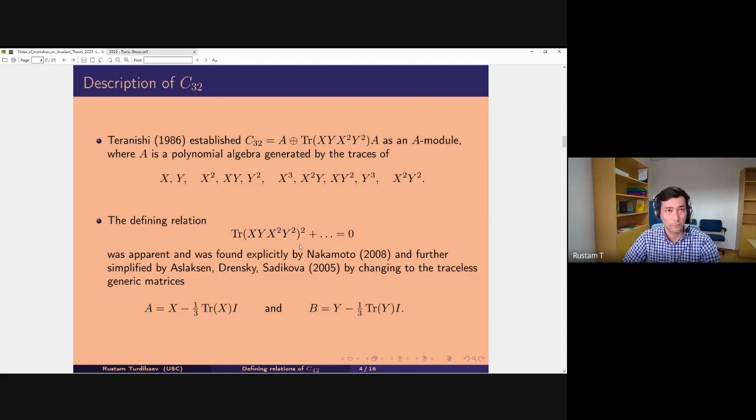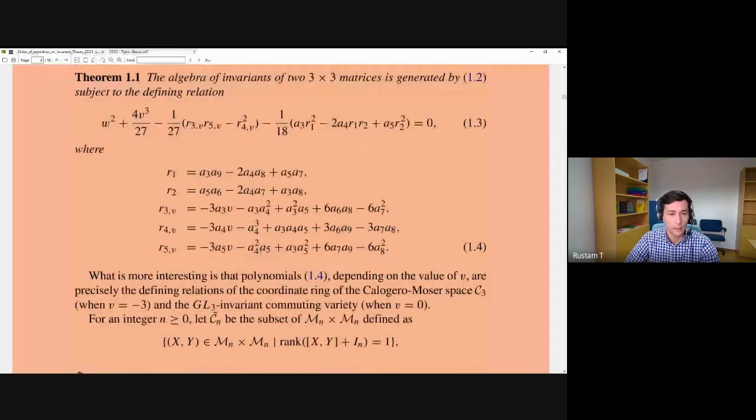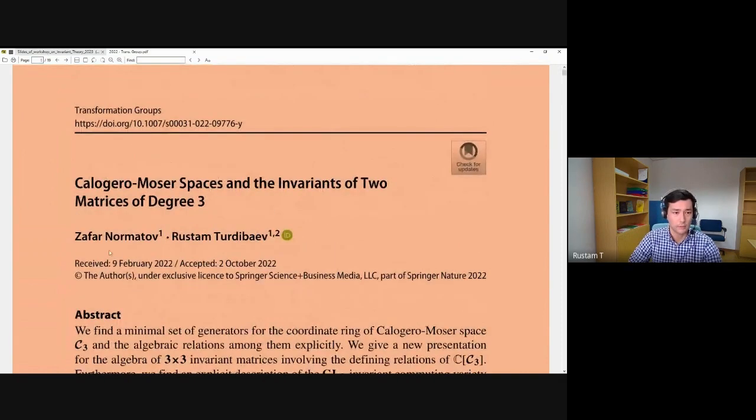The relation itself is quite horrendous, and it appears in the work of Nakamoto over Z. As we said, once we change to traceless versions of the matrices as follows, the generating relation is more or less presentable, and it appears in the paper of Lopatin, Drensky, and Sadikova. Moreover, what we were able to find as well is that one can also rewrite this generating relation as follows, where these R_i are exactly the defining relations of some object called the Calogero-Moser space. This happens for n equals 3. In general, this is the definition of the Calogero-Moser space, but you have to take the GIT quotient by simultaneous conjugation as well. This happens in our paper.